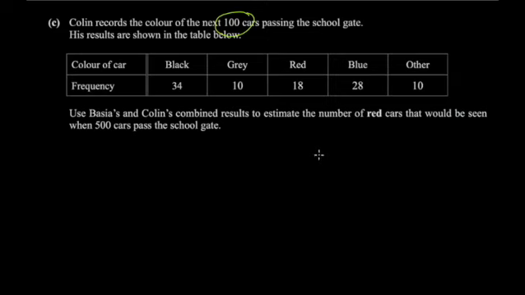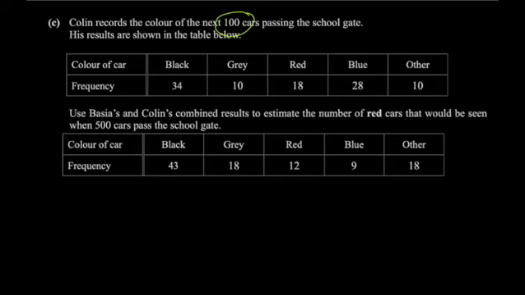Okay, so you're supposed to use both the results from previous. Okay, these are the results from previous. So here our sample would be 200, since we are considering the base year's and also Colin's results. So you're dealing with a sample of 200 cars.